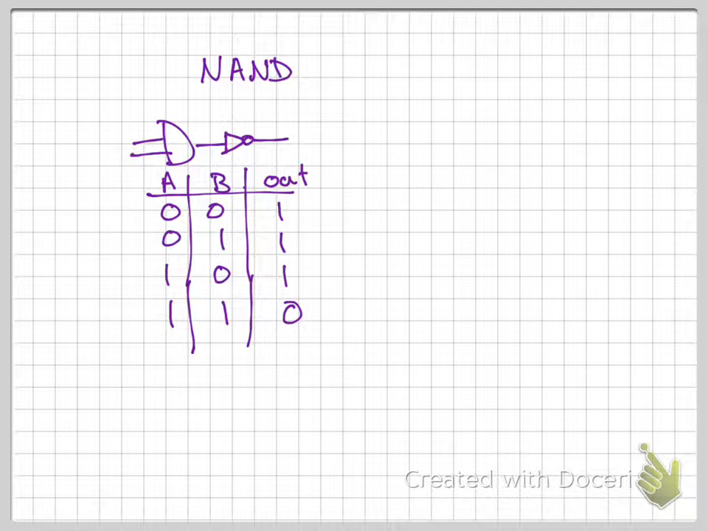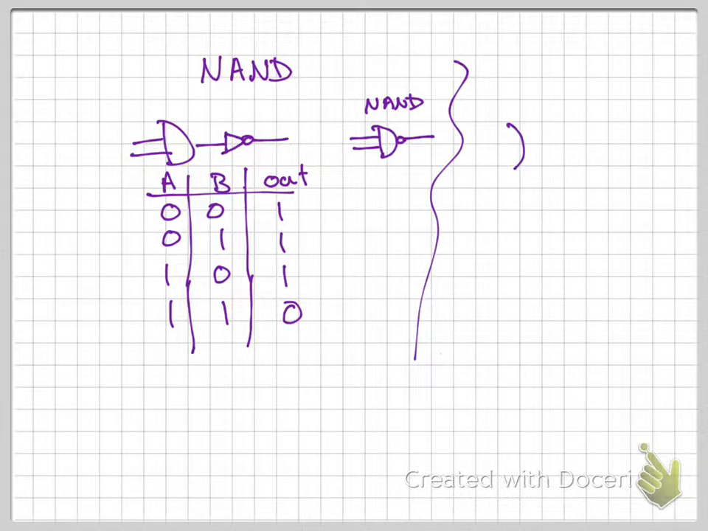That's the NAND gate. While it can be drawn the way I drew it, it can also be drawn like this. It's simply an AND gate with the dot there. That's the NAND gate. And therefore, you can probably guess what the NOR gate looks like. The NOR gate looks like that.